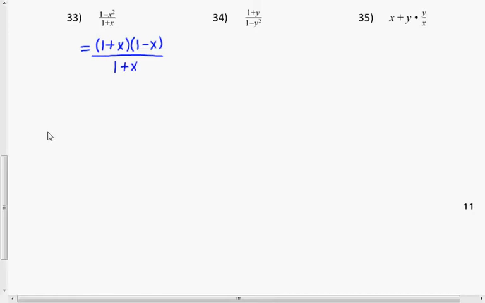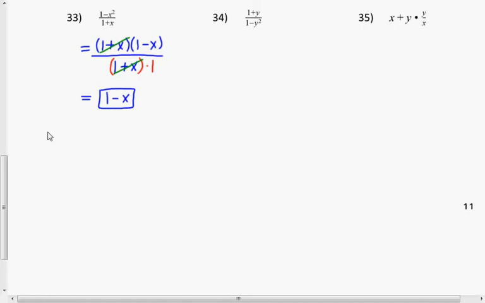It might be helpful if you can look at it this way to see that we have a factor in the numerator of 1 plus x, and we have a factor in the denominator, 1 plus x. And so those two factors are common factors that cancel out, and it leaves us with 1 minus x over 1. So final answer is just 1 minus x.